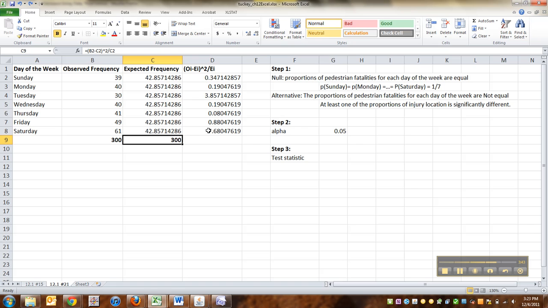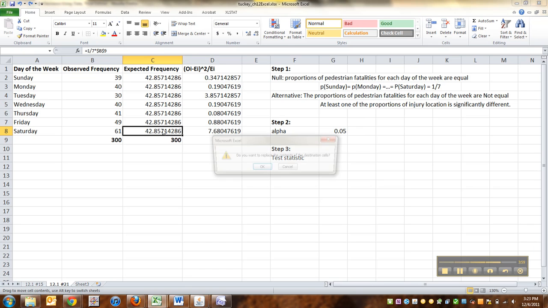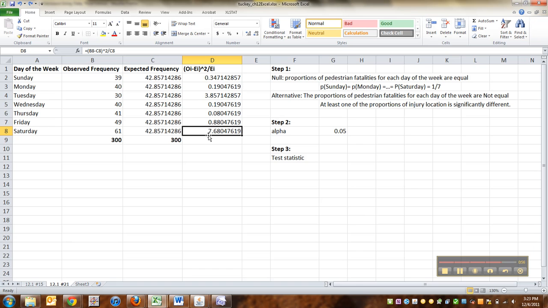Okay, so remember, just on the side note, that every one of these expected values has to be greater than 1, and you can't have more than 20% of them less than 5, but we don't. They're all 42s. That's not talking about this column. This column's different, right? And this column lets you see, hey, look, Saturday is the biggest contributor. Saturday's got the biggest problems. You can tell because it has the largest number in that third column.